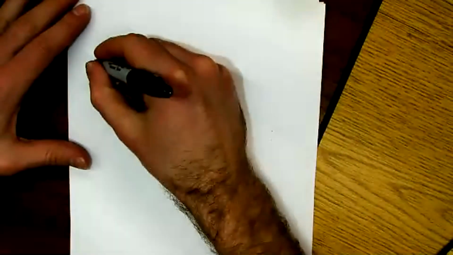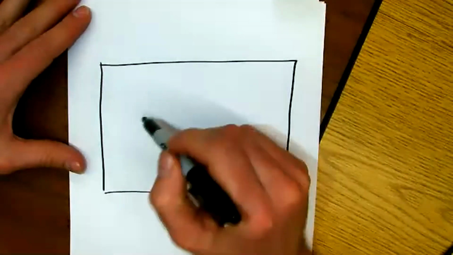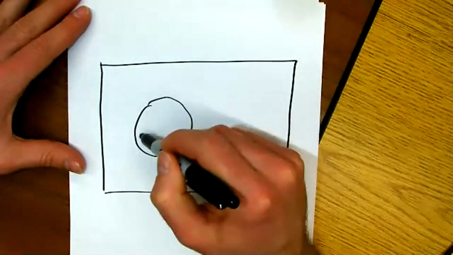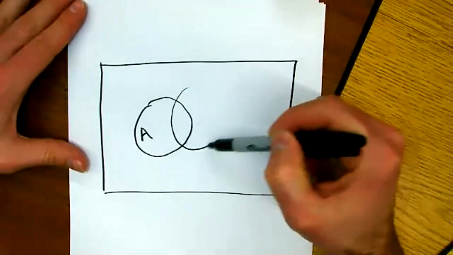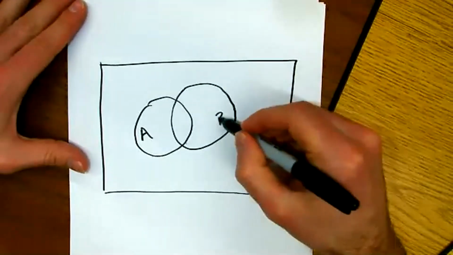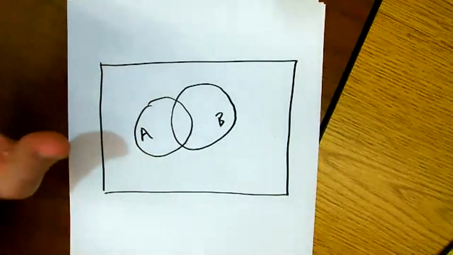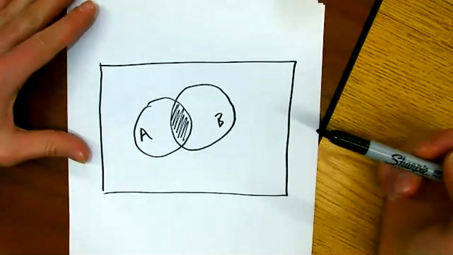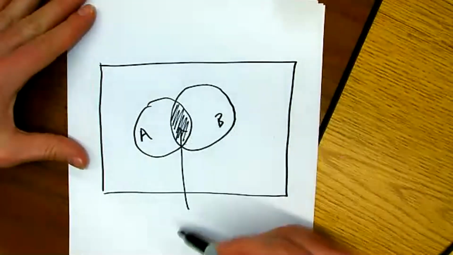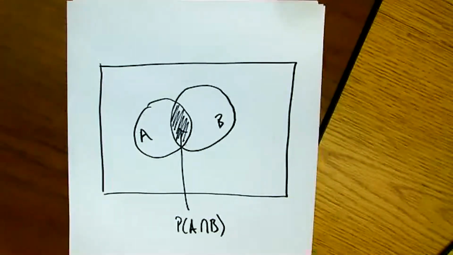So let's say I've got this entire experimental outcome space, right? And let's say circle A is right here. And let's say circle B is right here. Okay? Now I'm going to break this down into three components. So the easiest, I think, that we've already talked about is what's in both of these events, right? Well, that's just the probability of A and B, right? I'm in both of those circles at the same time.